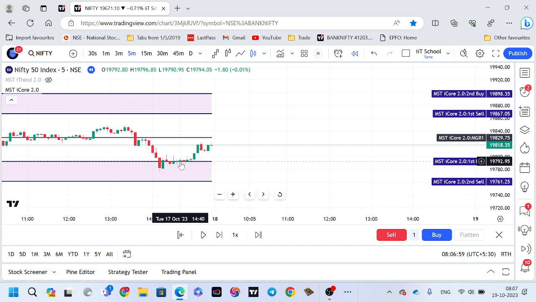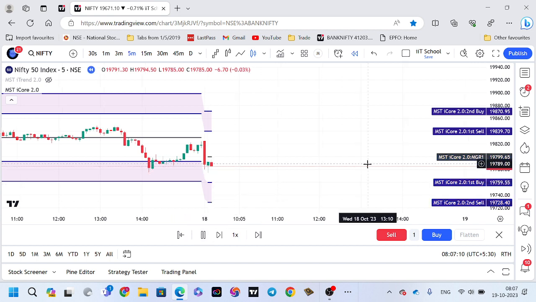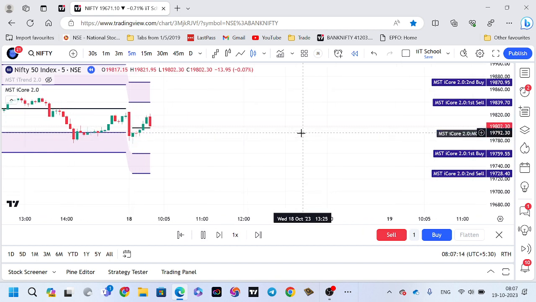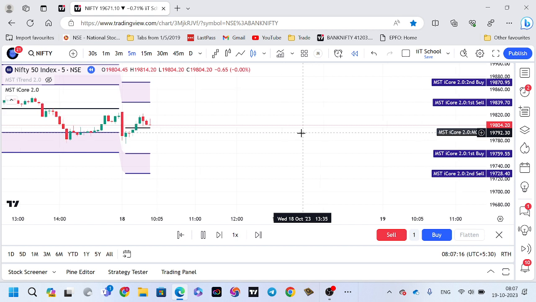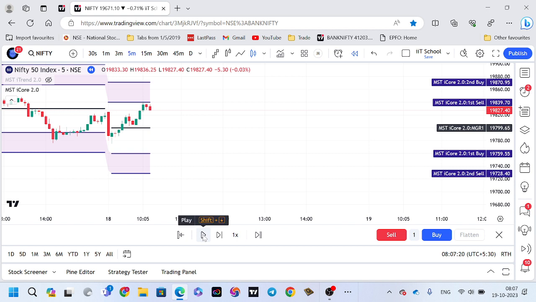Okay, so this is for the previous day, that is on 17th October. We got a buy entry, we got the profit. And today, 18th October, what has happened? Let us see. Now the market has just opened, and immediately after the market opened, our buy entry and sell entry zones formed. The top 2 lines are called the sell zone and the bottom 2 lines are called the buy zone, and the midpoint is the pivot point.